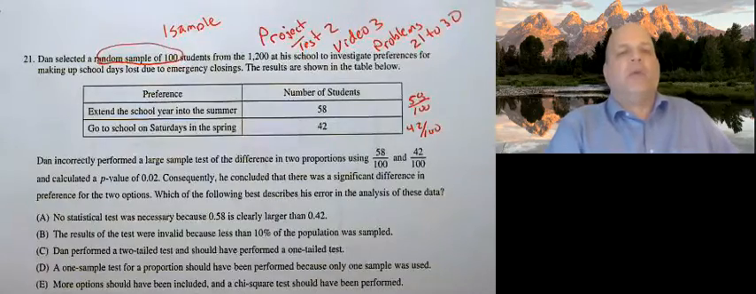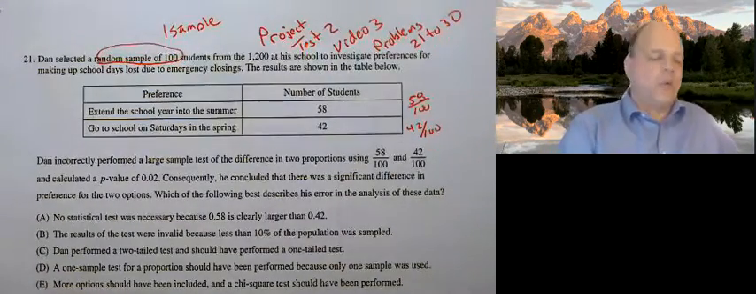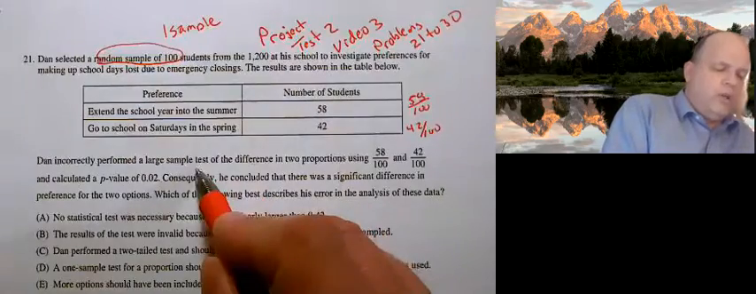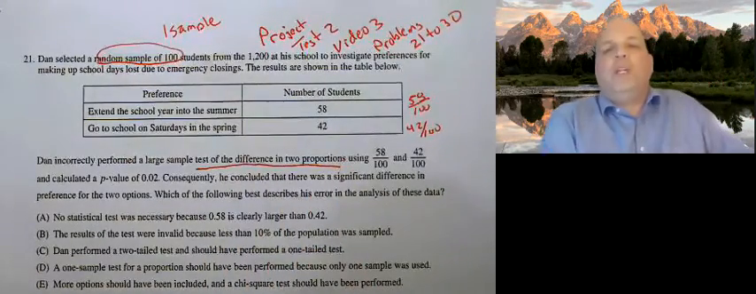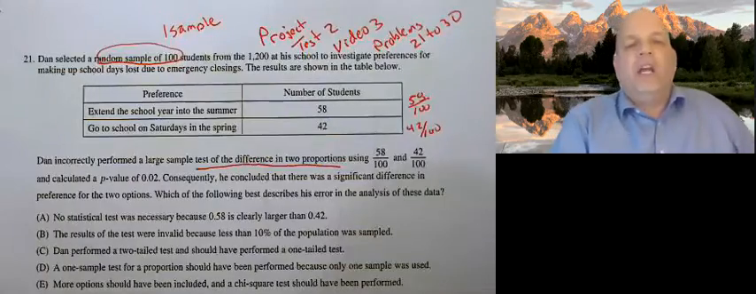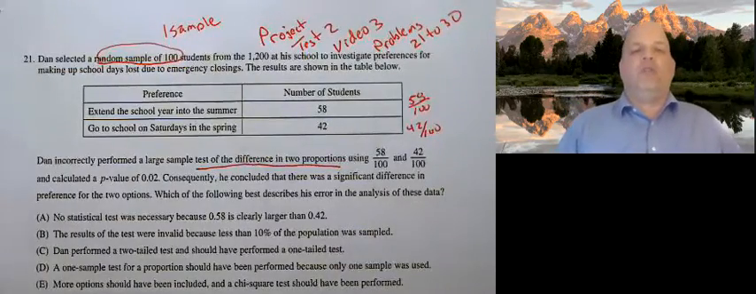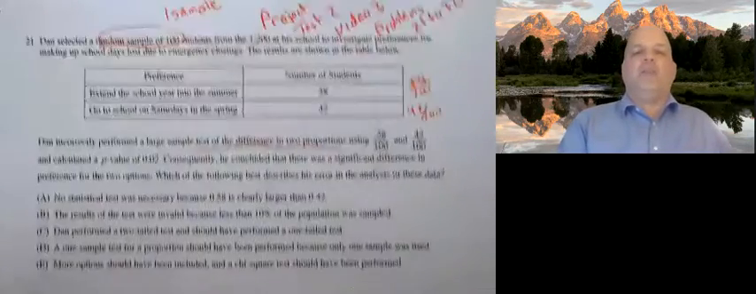Dan incorrectly performed a large sample test of the difference in two proportions. Whoa, he did a test of the difference of two proportions. To do that, you have to have two independent random samples. And he calculated a p-value of 0.02. Consequently, he concluded that there was a significant difference in the preference for the two options. Which of the following best describes his error?